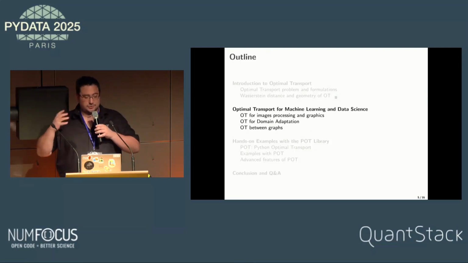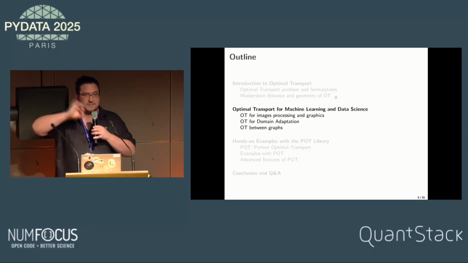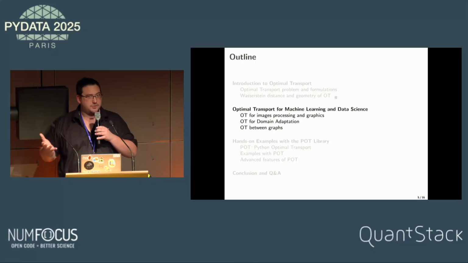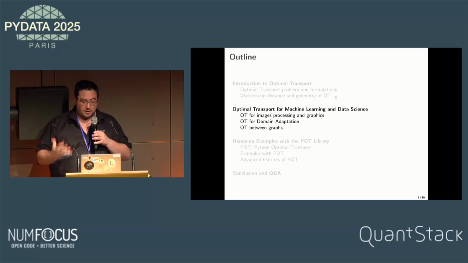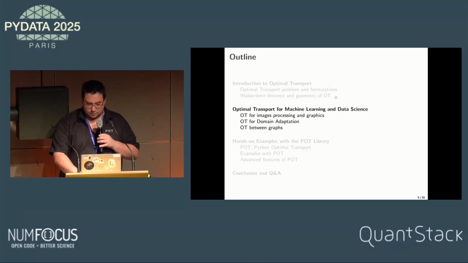So that was a short introduction to OT. Keep in mind, you have the OT plan that tells you where the mass goes, and so where the point goes, and you have the value, the Wasserstein distance, that gives you a way to measure similarity between distributions.